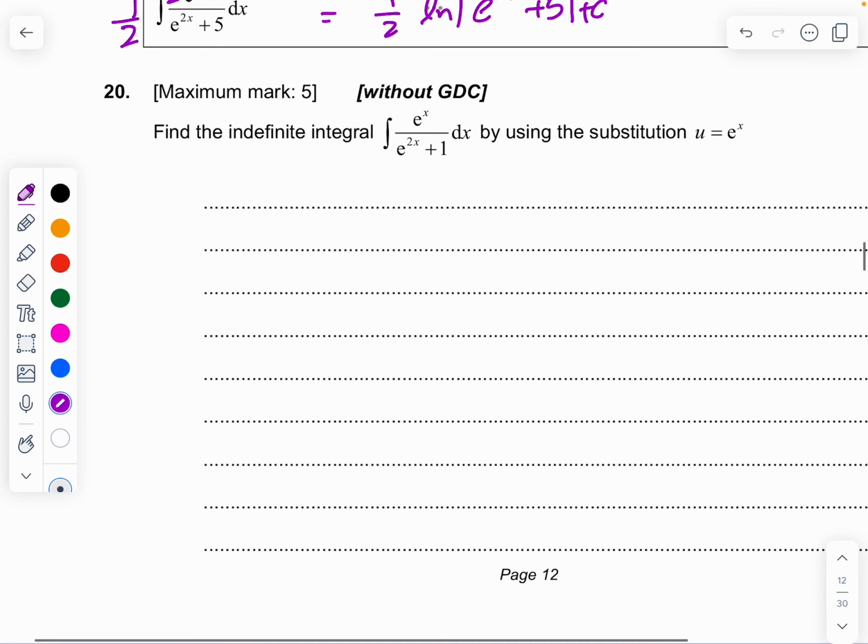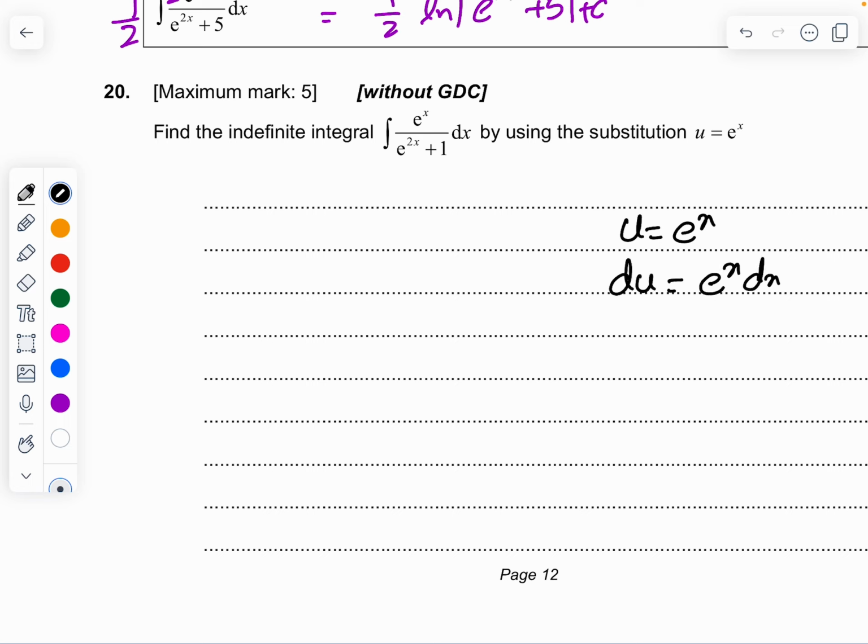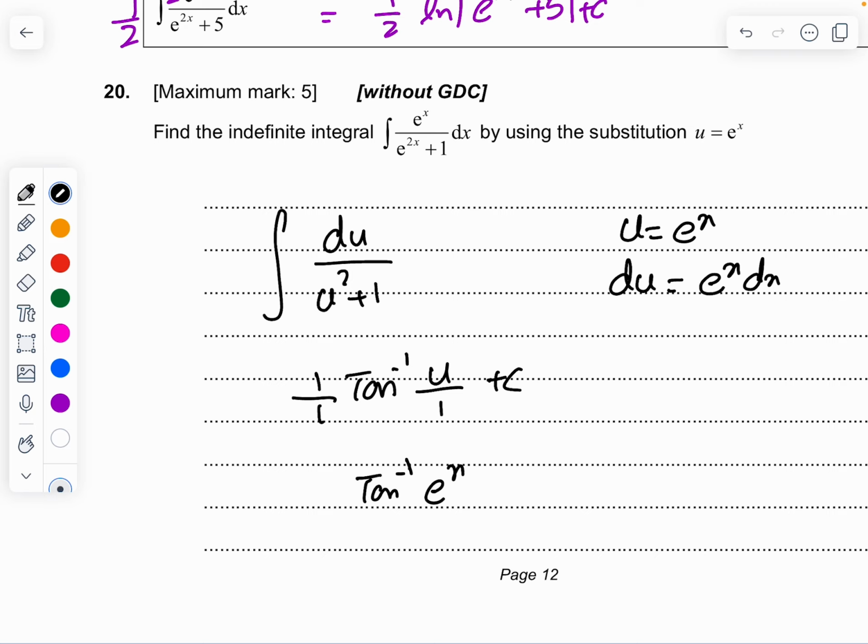Question number 20. Now using the substitution u equals e power x, so du equals e power x dx. So this will become du upon u square plus 1. So this is 1 upon a tan inverse of u upon a, here a is 1, plus c. So tan inverse of e power x plus c.